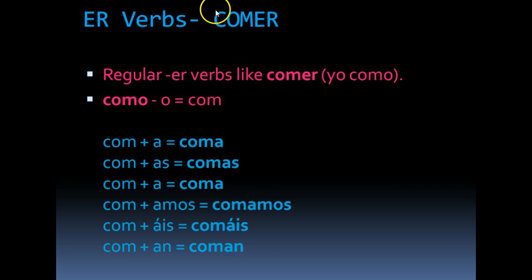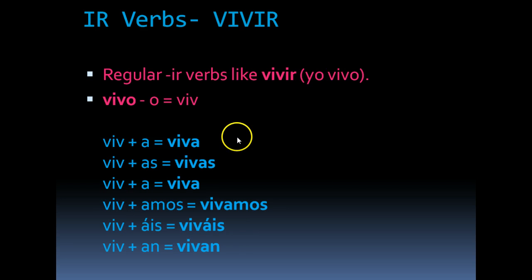ER verb. Comer. We conjugate in yo. Yo como. We drop that pesky o. We use the base. Coma, comas, coma, comamos, comáis, coman. Muy bien. Excelente. IR verbs.